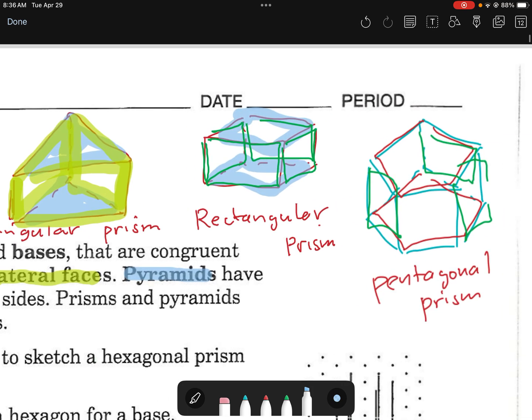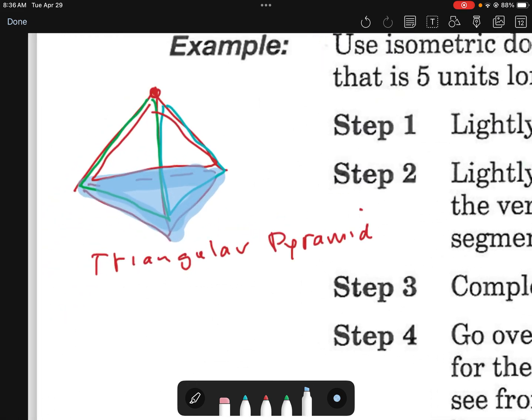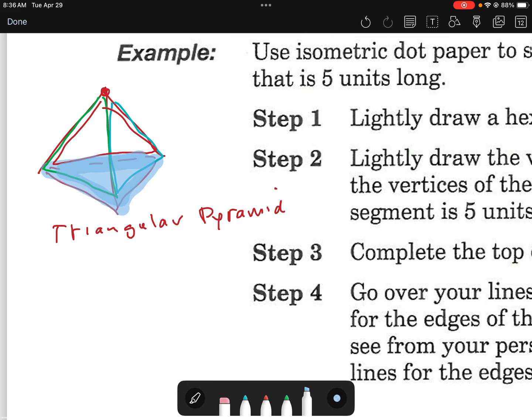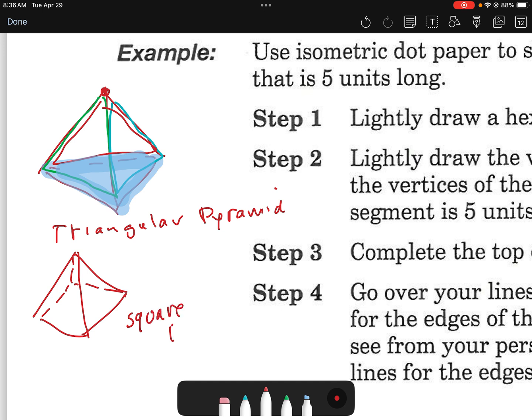Prisms, your lateral faces are rectangles. Pyramids, your lateral faces are triangles. How many different types of pyramids are there? Well, there's one for every type of polygon. So for example, I could have a square pyramid. Notice how the base is a square, or it looks like a square. And your lateral faces are triangles. That's what makes it a pyramid.